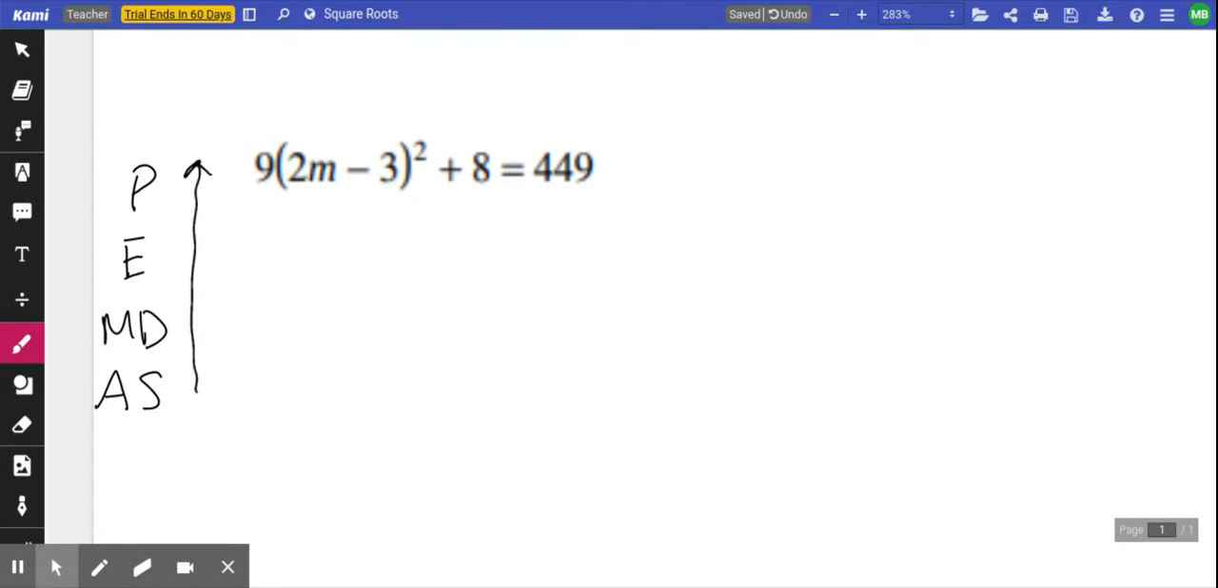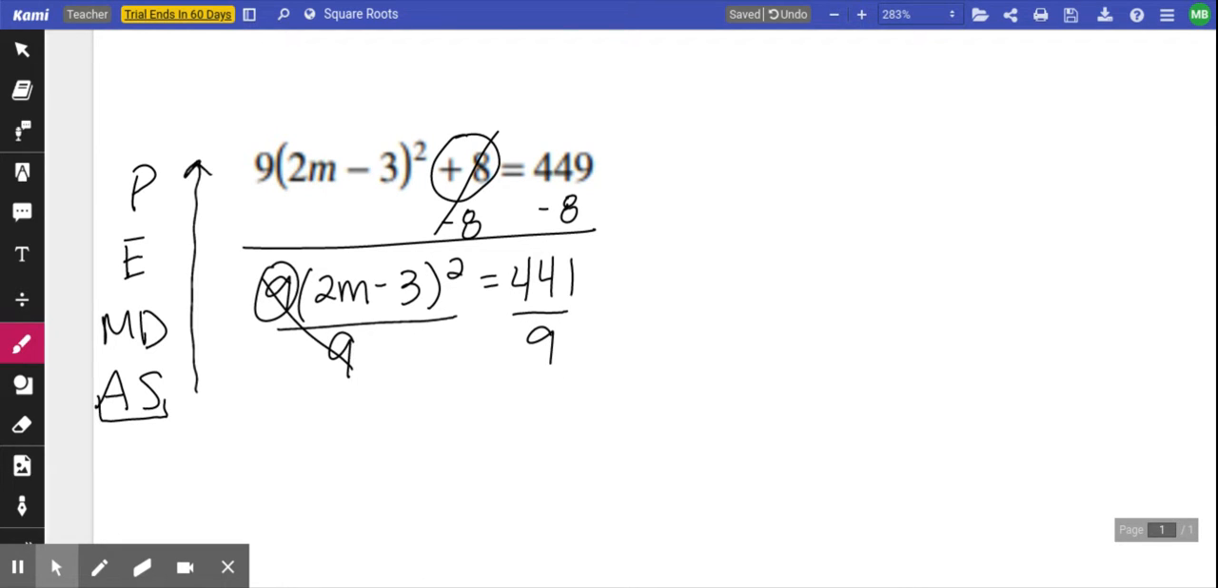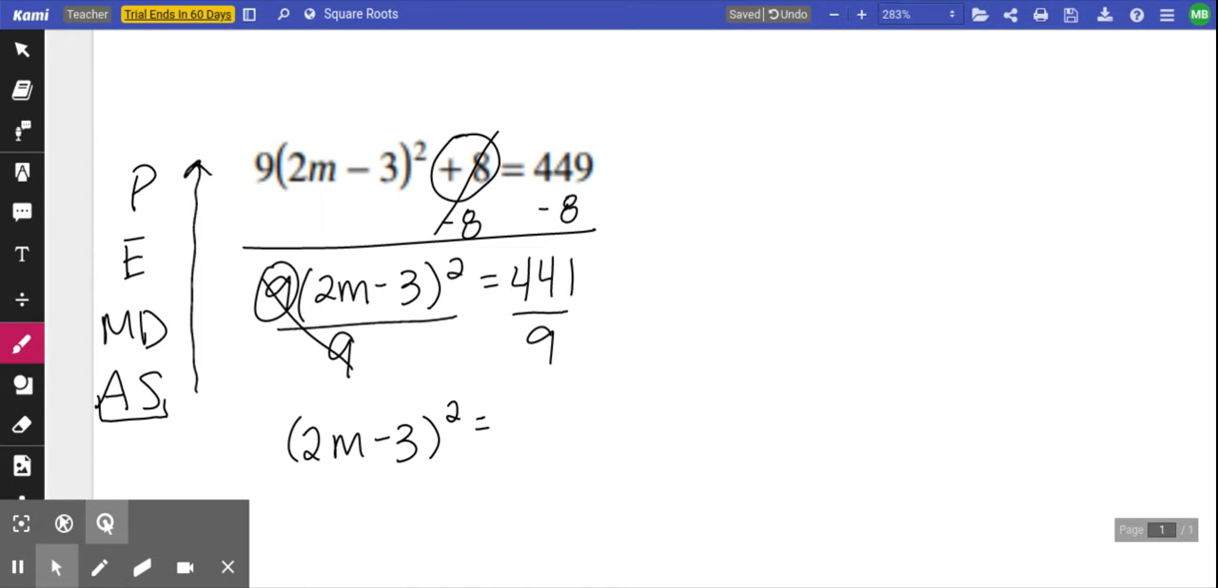So the first thing we want to get rid of is anything being added or subtracted, to which I want to get rid of this plus 8. Therefore, I'm going to subtract 8 from both sides of the equal sign. That gives me 9 times the set 2m minus 3 squared is equal to 441. Next, I'm going to divide both sides of the equal sign by 9. That leaves me with 2m minus 3 squared is equal to 49.